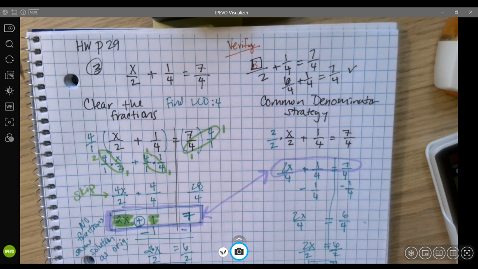that equation is correct. I hope that was helpful.